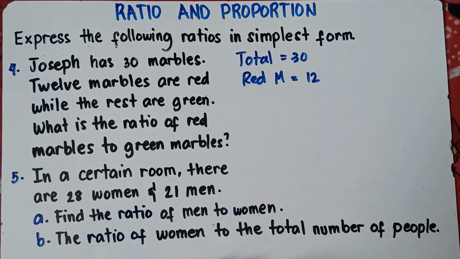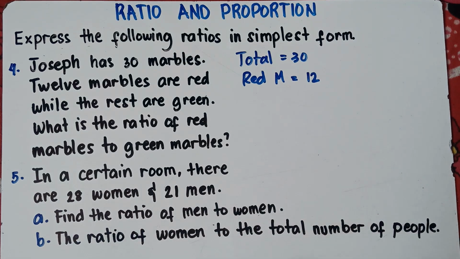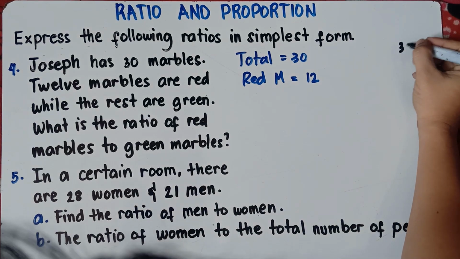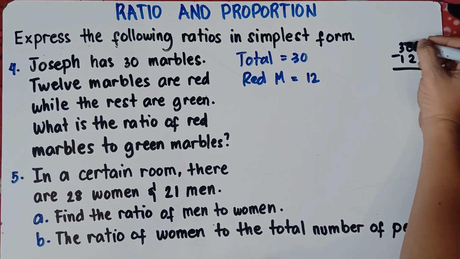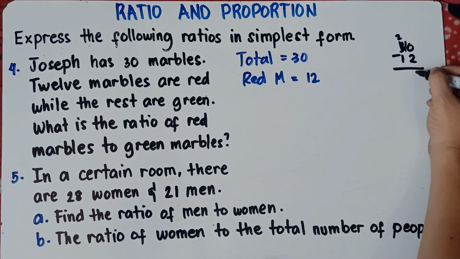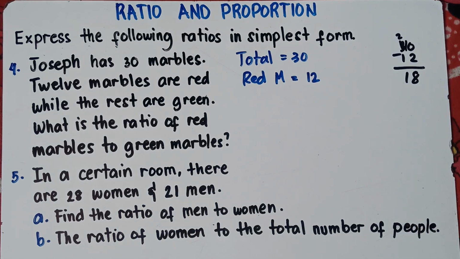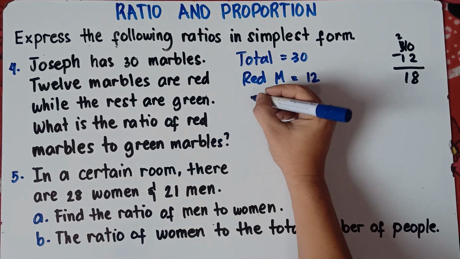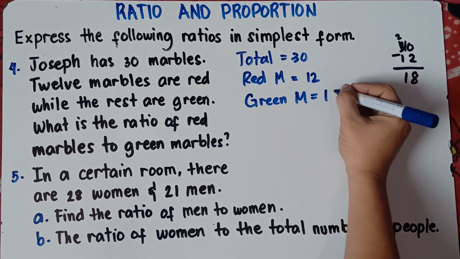And the rest are green. So therefore, to get the value of the green marbles, we need to subtract this one. So 30 minus 12, this will be 18, right? So 0 minus 2, that cannot be. Borrow 1, this becomes 10, 8. 10 minus 2 is 8, 2 minus 1 is 1, 18. So therefore, the green marbles, that is 18.